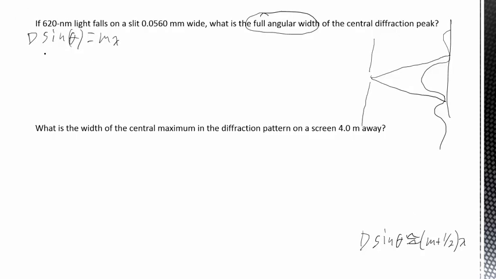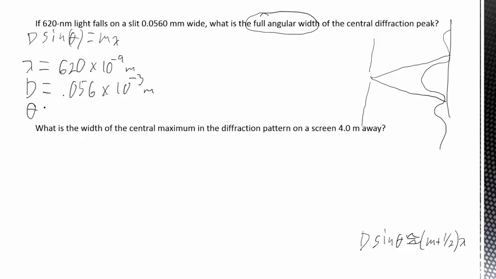Alright, so let's start writing down the information we know. We've got lambda is 620 nanometers. A nanometer is 10 to the negative 9th meters. We've got the slit width, so that is capital D, 0.056 times 10 to the negative 3rd. If you like moving the decimal places, feel free, that's no problem. And we're trying to find theta.